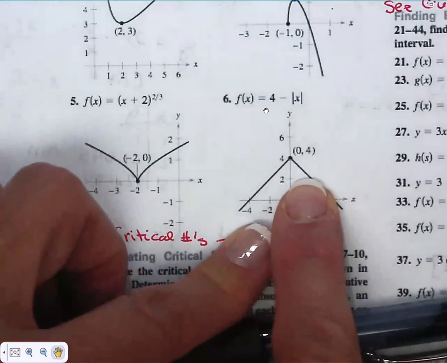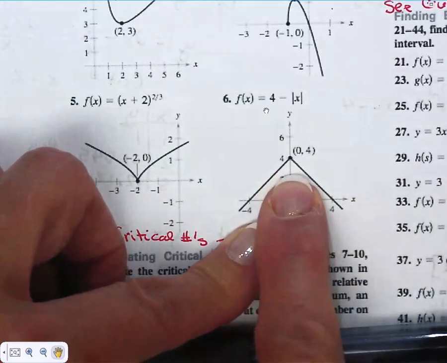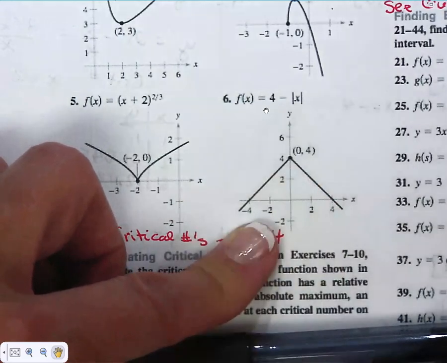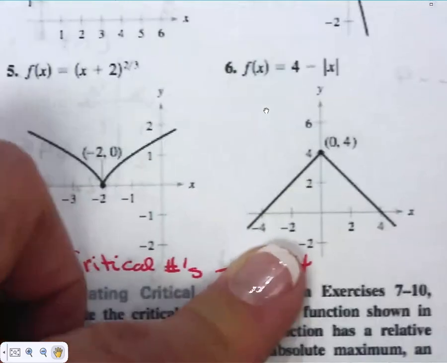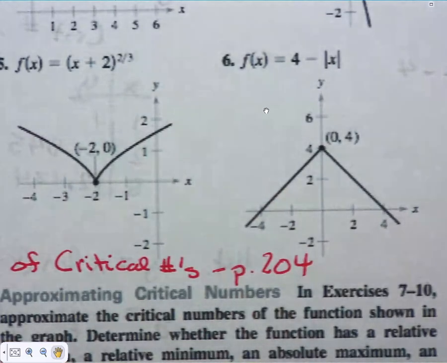Number 6, what is the value of the derivative at the point 0, 4? What do you know about where derivatives do not exist? Where do derivatives not exist? At sharp turning points. And there's a sharp turning point at 0, 4.